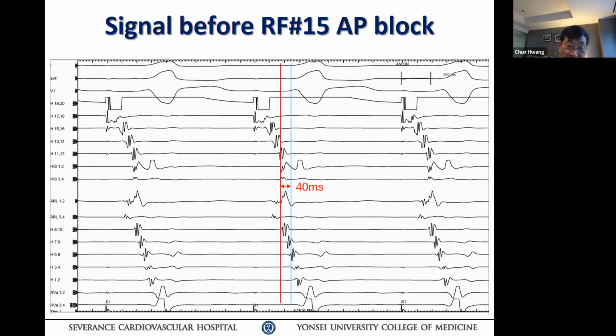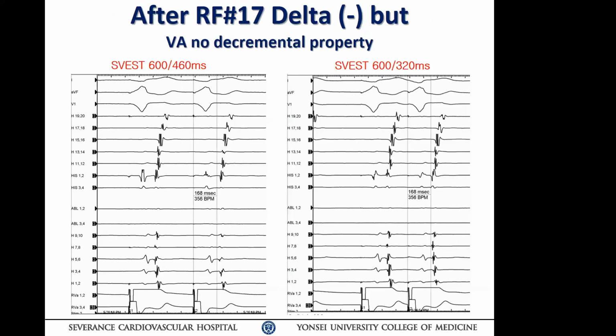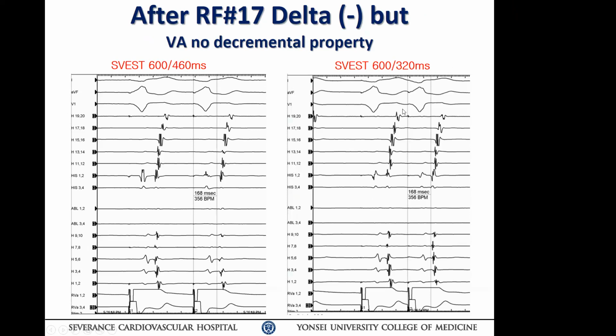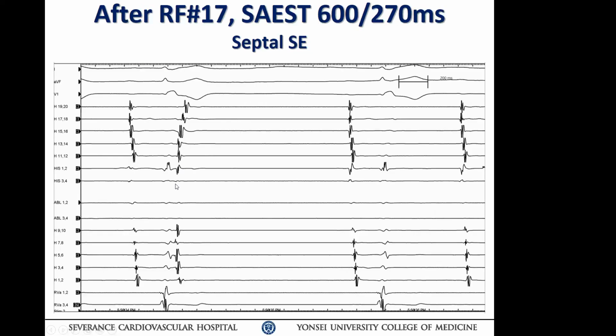Okay, go ahead. So after successful ablation at the anterior side, we did the study, but still there is no decremental property at VA conduction. Mhm, 460 to 320 milliseconds. Still, there is no decremental property. So we thought that there is another pathway possible. So we started, and also we found a subtle single echo at 270 milliseconds.